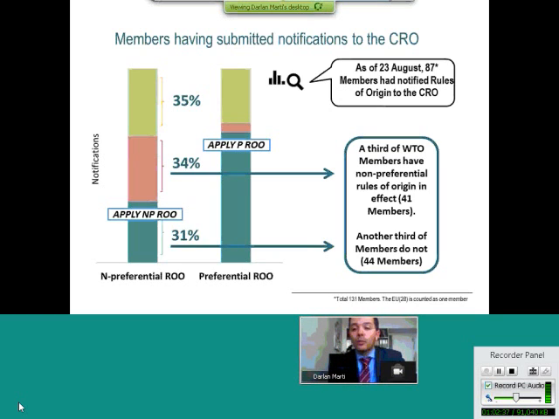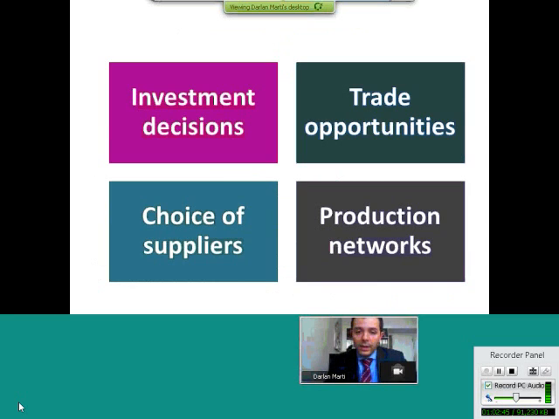So what we call non-preferential origin. And you have at least 40 WTO member states that have this type of requirements. So at the end of the day, firms will see their interest affected by rules of origin, whether they are making investment decisions, whether they're trying to identify market access opportunities, whether they are trying to choose their suppliers, or whether they're simply trying to structure their production in order to benefit from certain agreements.